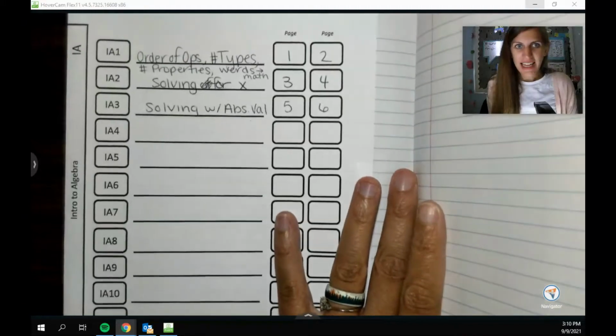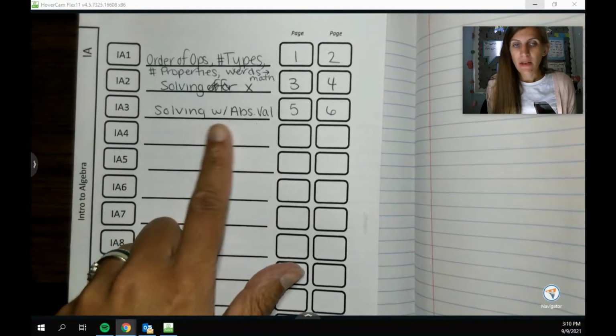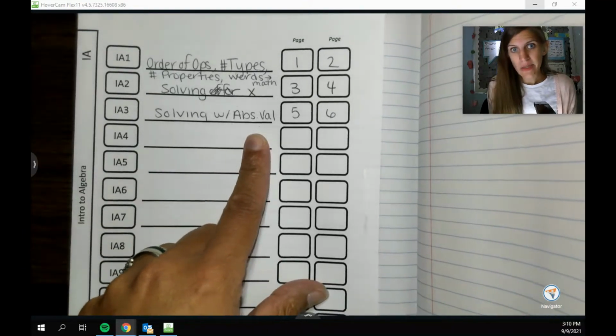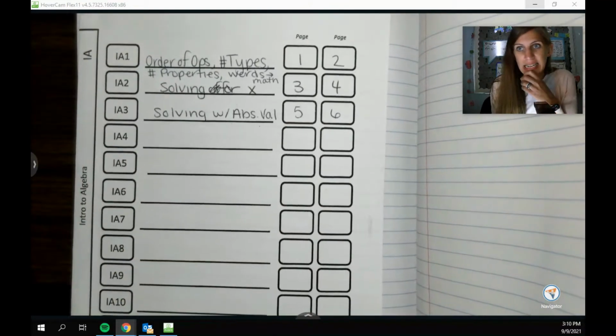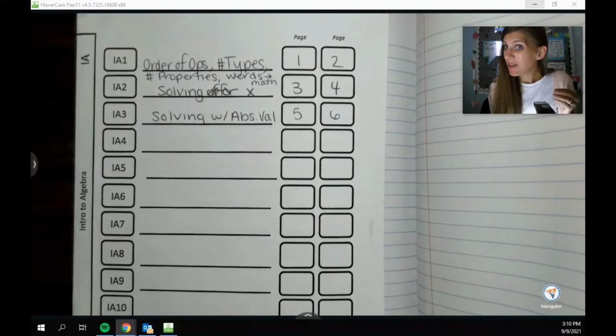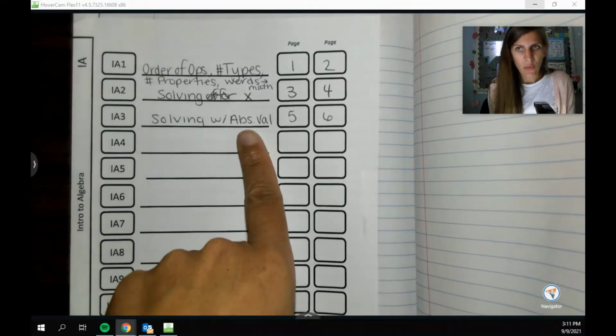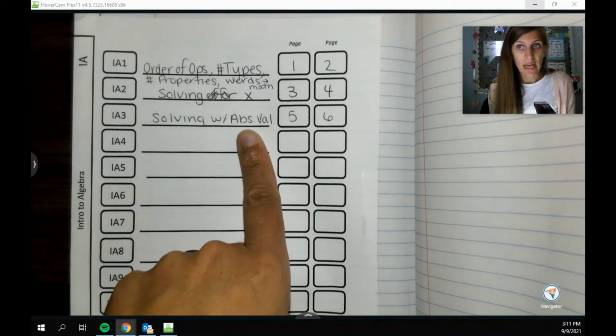All right, guys, we're going to add again to our notebooks. Today, we're going to be talking about solving with absolute values on pages 5 and 6. Now, we're also going to be talking a little bit about solving compound inequalities because they sort of go hand in hand with solving absolute values. So we're going to do that as well.